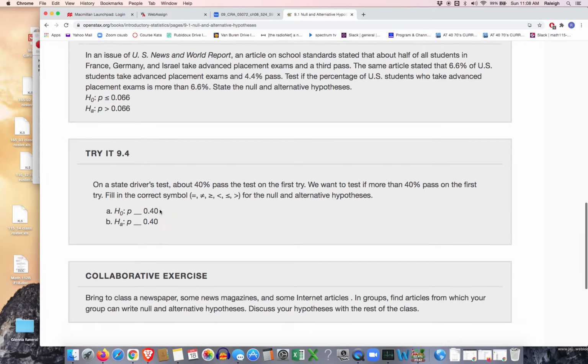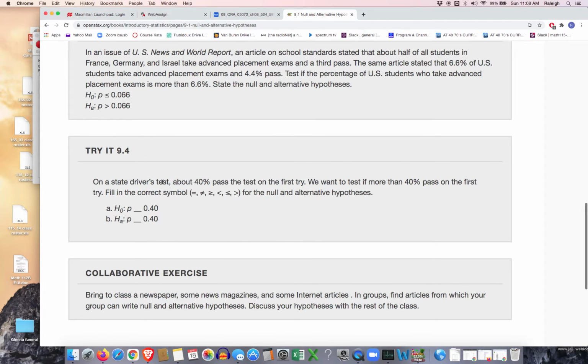So here we have on the try it, this is just a whole list of practice. So you need to make sure you understand why these things go the way they are, whether you use the traditional way or the more streamlined method that most modern books use. On a state driver's test, about 40% pass on the first try. We want to test if more than, there's the direction, 40% pass on the first try.